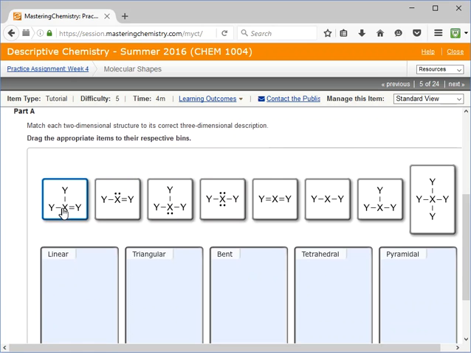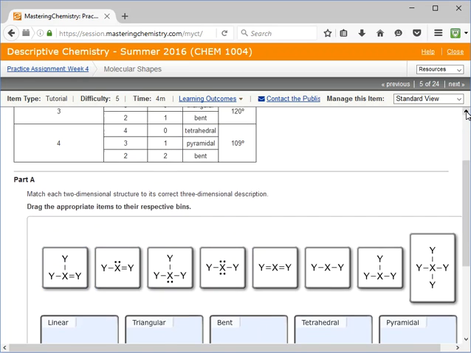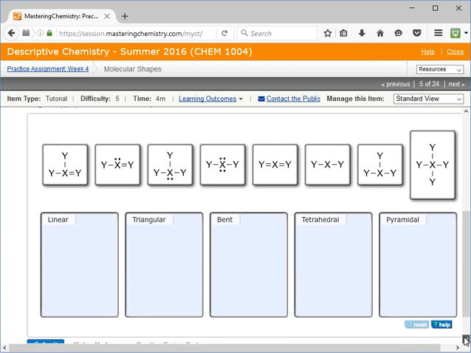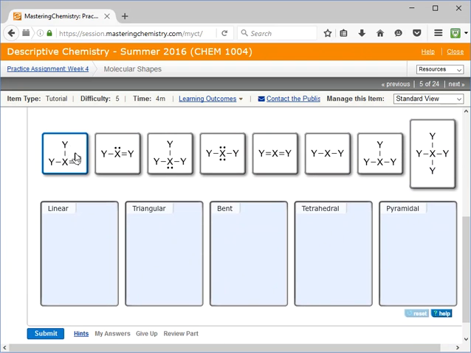Now, think of this as just trying to orient these 3 atoms in space. So around that X, what I really have is 3 atoms and no lone pairs. And 3 atoms and no lone pairs puts me here in a triangular set. And so when I come down into here, this one would be dragged over to there.